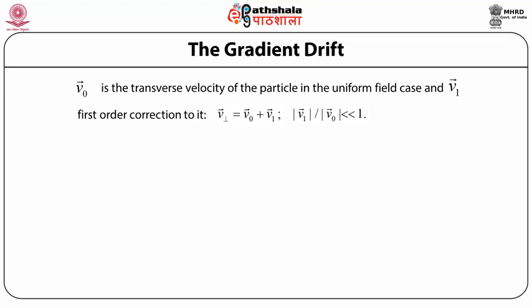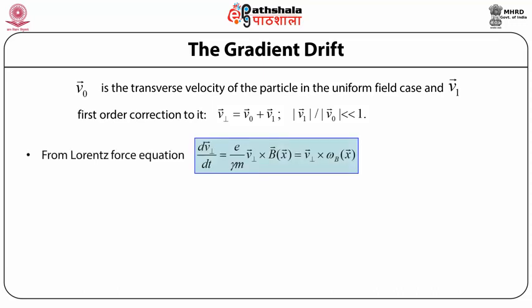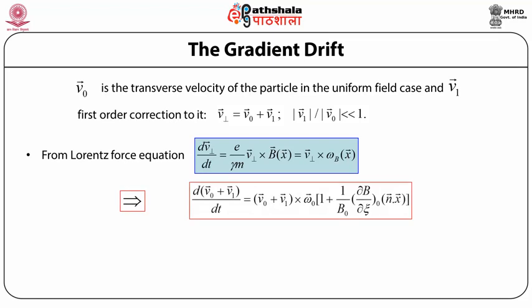Then from the Lorentz force equation, we can write dV perpendicular by dt equals q by gamma m into V perpendicular cross B, which equals V perpendicular cross omega_B. This implies that d(V naught plus V1) by dt equals (V naught plus V1) cross omega naught into 1 plus 1 divided by B naught into del B divided by del zeta naught into n dot x.